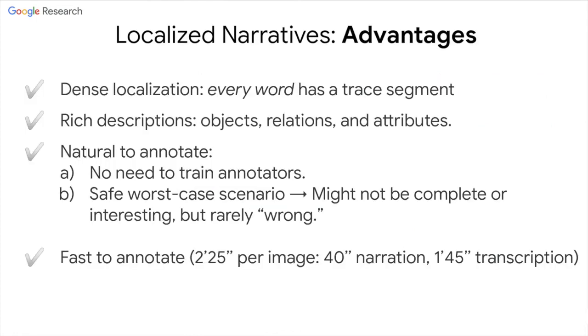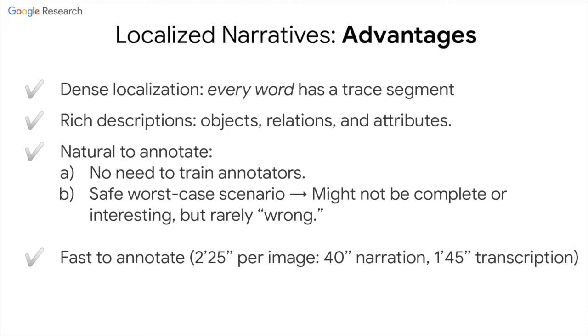These are the advantages of our proposed annotations. The localization is dense. Every word has a trace segment grounding it to the image. The descriptions are rich. Annotators talk about the objects, their relations, and their attributes. They are natural to annotate. This has very nice implications.